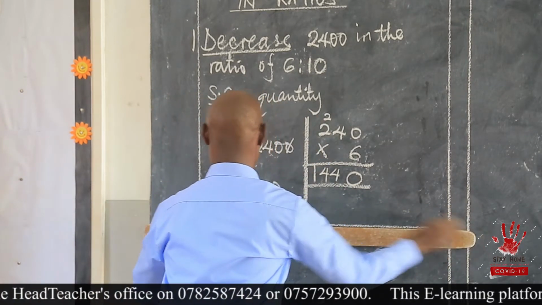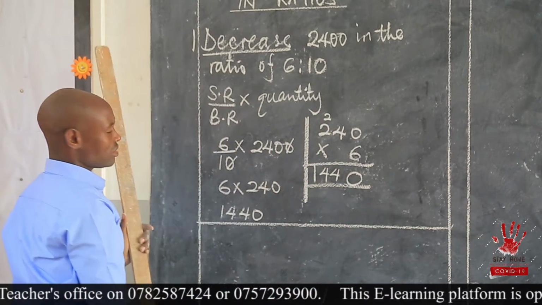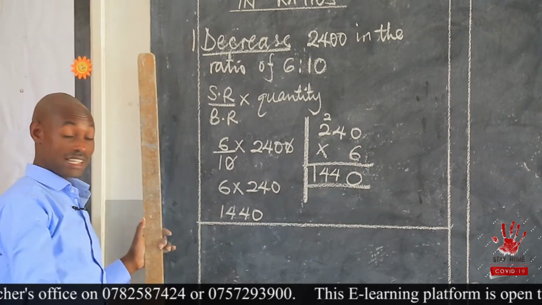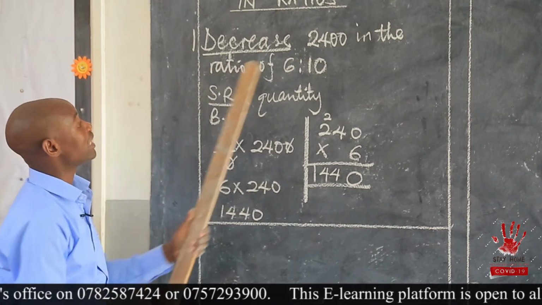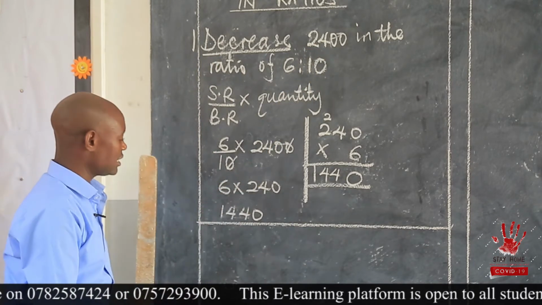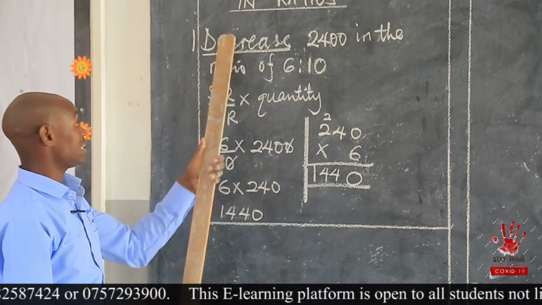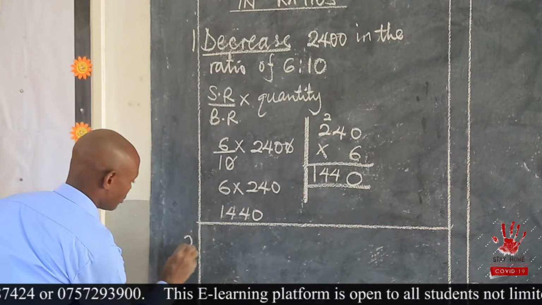1,440 as our answer. Now, before I go to the next number, if you are very keen, you will realize that my number has been reduced. It was 2,400, it is now 1,440. You see how it has reduced? Yes. Let's look at example 2.